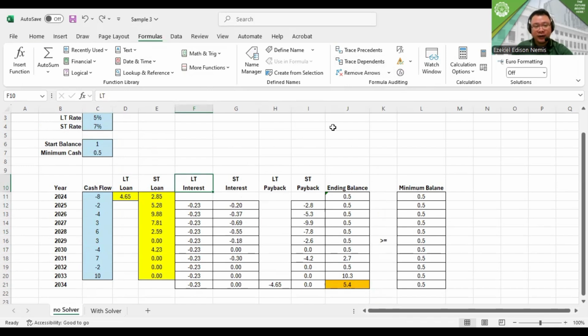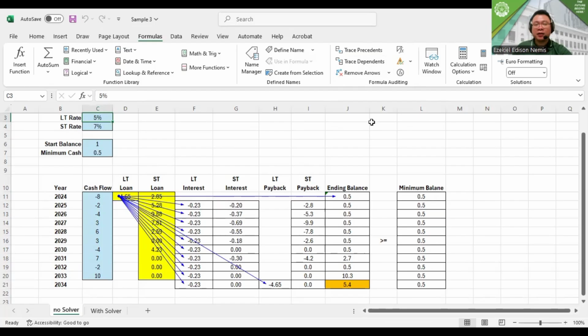All right, so let's check. Let's see where the long-term loan came from. All we have to do is click this one, highlight nyo lang yan, then click on trace dependent. Once you click trace dependent, an arrow will appear. As you can see here, all of this data came from the long-term loan. Same thing here din dito. Let's highlight this one also.